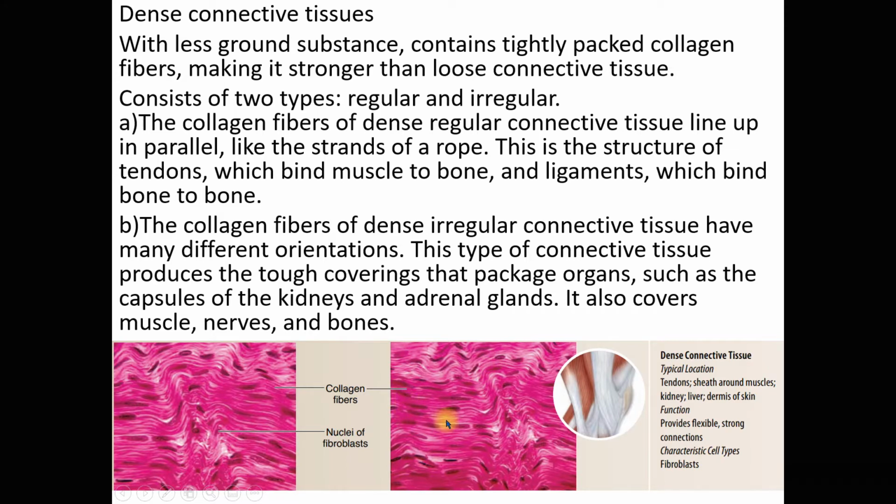So you can see how this fibroblast is being squeezed between these collagen fibers. Okay, so location of these dense connective tissues: tendons and sheets around muscles are for the dense regular, while the coverings or capsules of the kidneys and adrenal glands are where these dense irregular connective tissues can be found. Function: provides flexible and strong connections between tissues.